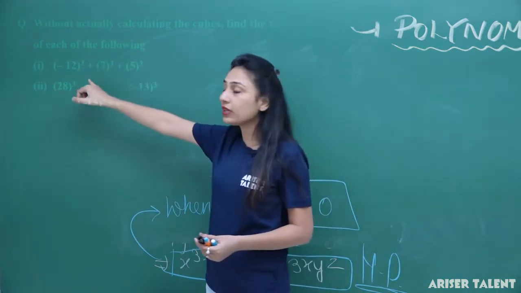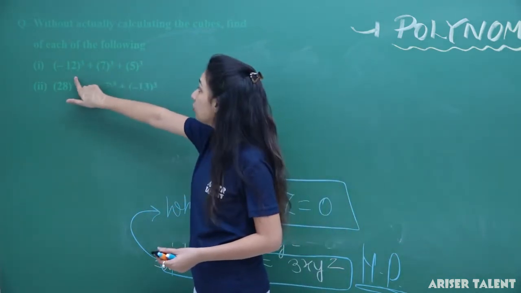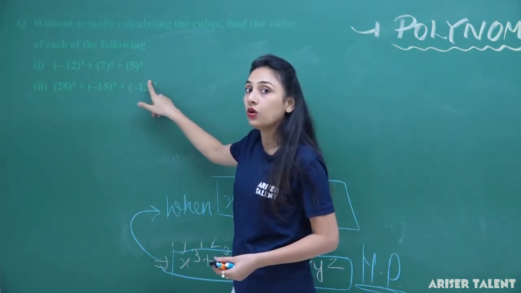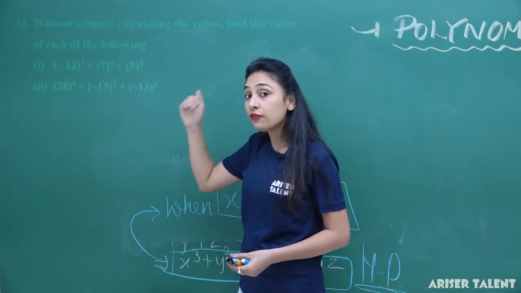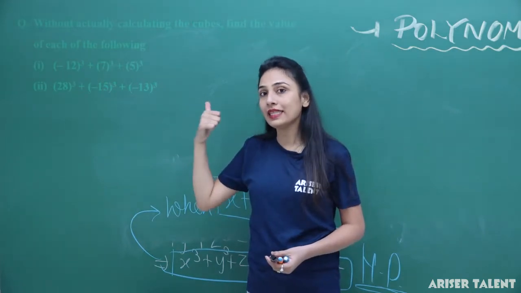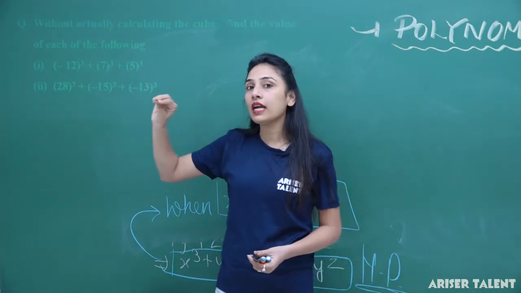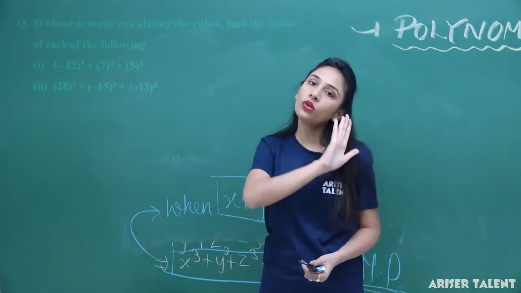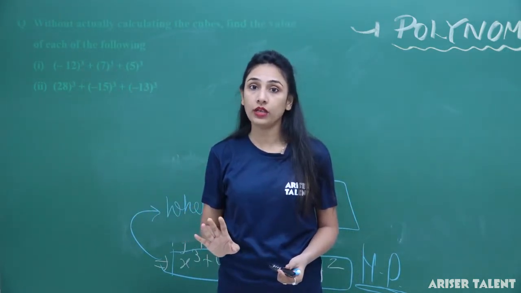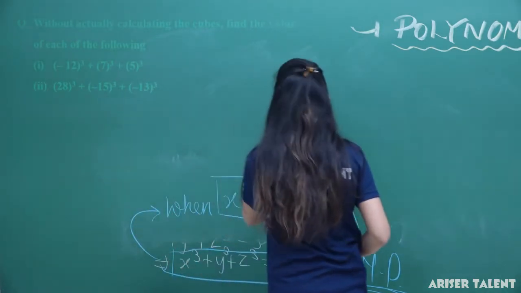Look at it here, different one. That means that is x cube, y cube, z cube. Now, if my x plus y plus z equals 0 in this case, then I will get to know that x cube plus y cube plus z cube is equal to 3xyz. So, now I have to calculate only 3xyz, no cubes to calculate. Okay, so using this identity.